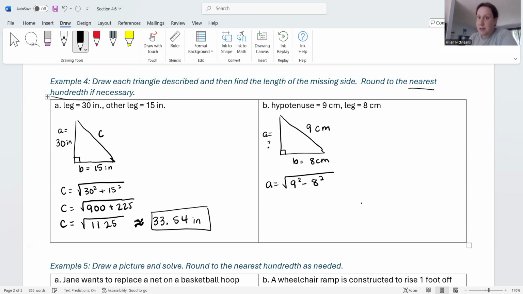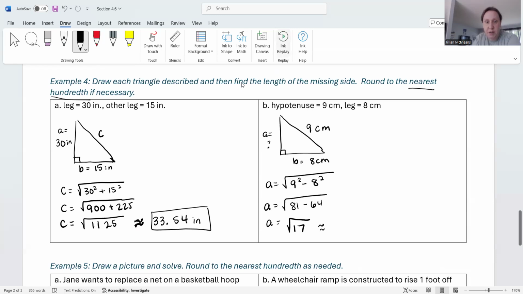So 9 squared minus 8 squared. So A equals, let's see, 9 squared is 81. 8 squared is 64. So we have to figure out what 81 minus 64 is. That's 17. And remember, don't stop here. Common mistake. Students stop one step too early. We want to figure out what A is. Go ahead and evaluate this all the way through. So we want to figure out what the square root of 17 is.